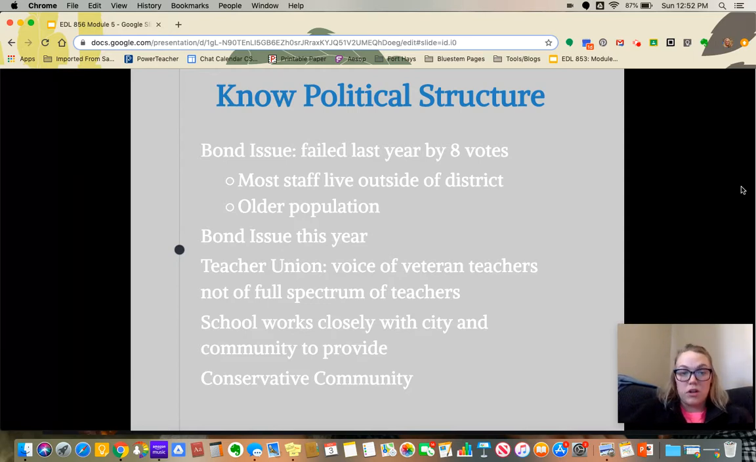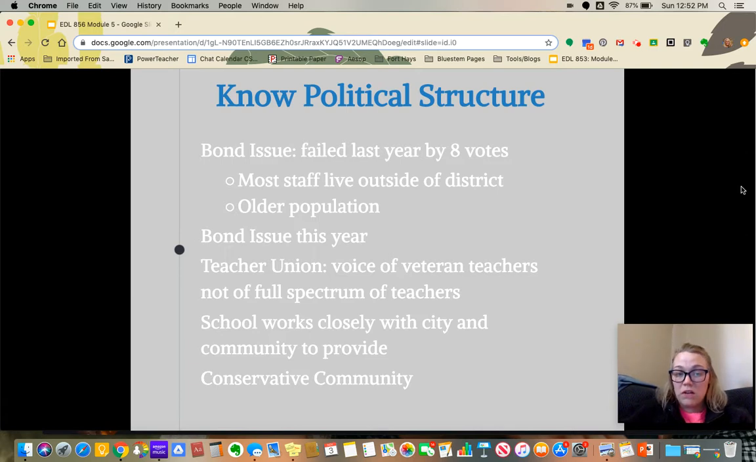Some other political structures are the teacher union, which for the most part voices a lot of our veteran teachers, so it doesn't really show the full spectrum of our teachers because there's a little bit of a clash of our personalities, I would say, but it has gotten better throughout the years since I've been there.